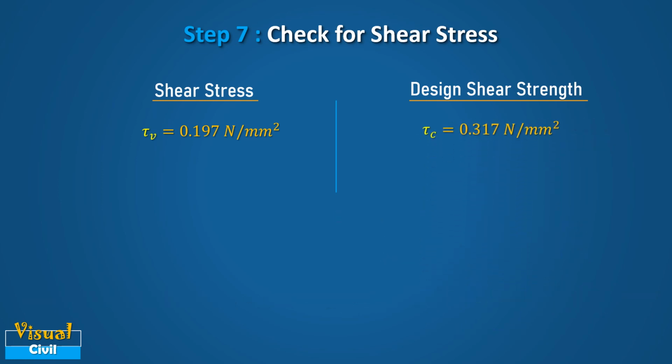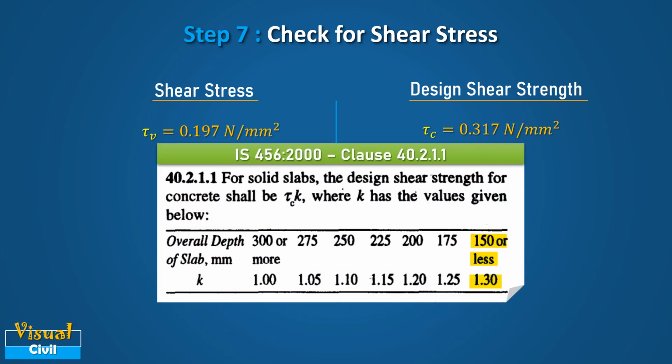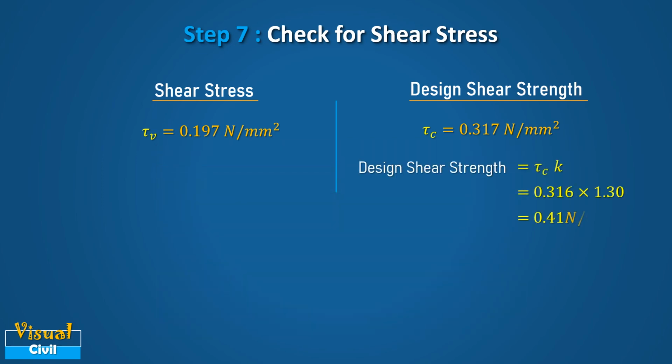As per clause 40.2.1.1 for slab, the design shear strength is equal to tau c into K, where K is based on overall depth of slab. This slab is 185 mm thick. Hence, the value of K is 1.3. After multiplying tau c with K, the shear strength is equal to 0.41 Newton per mm square, which is more than shear stress. Therefore, this slab is safe in shear. In general, slabs are always safe in shear.